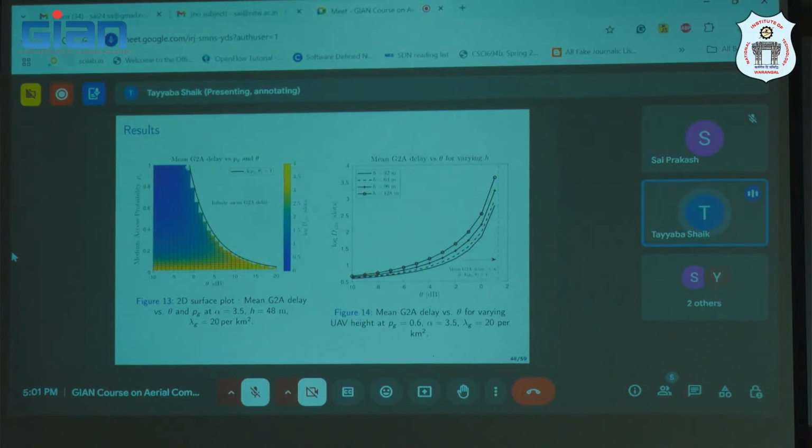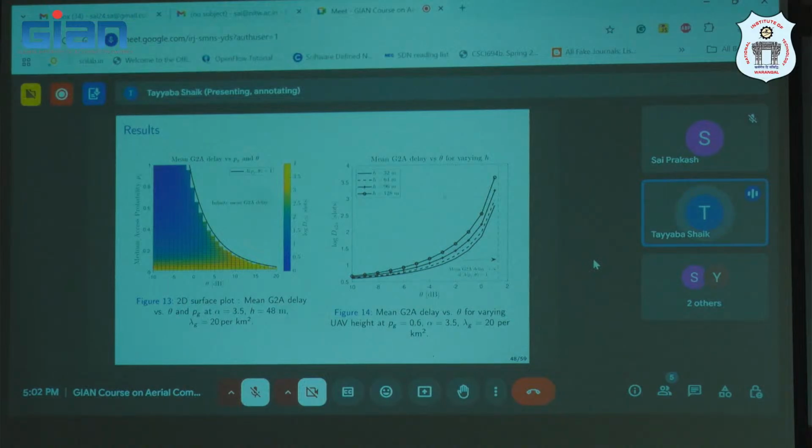Previously, when you were at P equal to 1, you had a threshold up to some minus 2 dB. But with decreasing P, suppose you are at 0.2, you are allowed to transmit until 10 dB, but with an increased mean delay, which is again a win. And this plot is mean delay versus theta for varying h. With increase in h, sorry, we see an increase in the mean delay. That's because your average signal power drops.